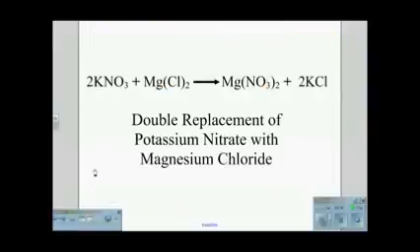An example of this would be a double replacement reaction where potassium nitrate combines with magnesium chloride and ends up being magnesium nitrate plus potassium chloride. This is the classification of chemical reactions, and thank you to the Flintstones.